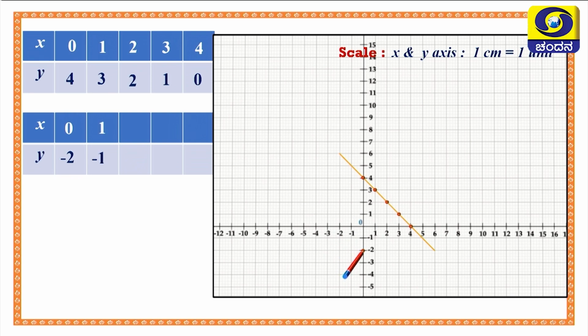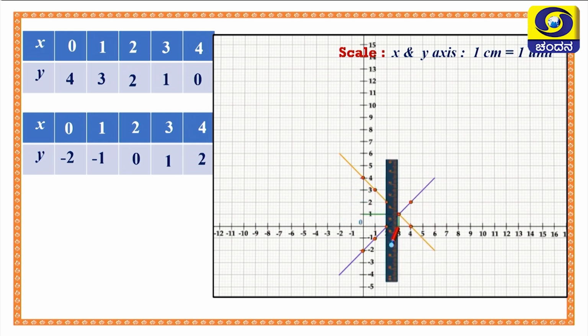And again for the second equation, 0, minus 2, 1, minus 1, yes, correct, 2, 0, right, 3, 1, right, 4, 2. Again join all these points here also, children. It will also become one straight line. Now, children, it is your turn to identify the intersecting point of those two lines. It is intersecting at 3, 1.